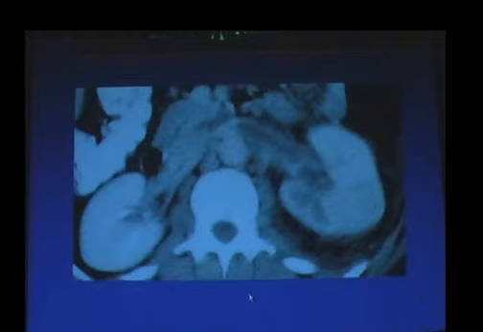And this is a 34-year-old who was in karate class, had a kick to his abdomen, came in complaining of abdominal pain. And what you can see is the enlargement and decreased enhancement of the left kidney, which is also showing delayed enhancement. And you can see the large amount of thrombus here filling the left renal vein.